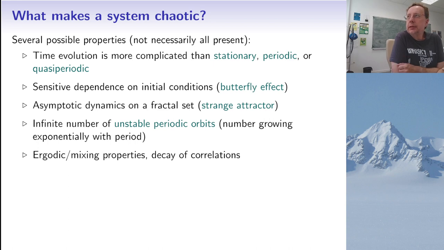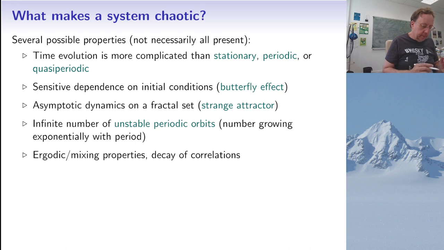And then there's also a whole lot of statistical properties, like ergodicity and mixing. So ergodicity is a property that says that if you make averages over long enough time intervals, they can actually be predicted by replacing them by averages over all possible states of the system. And mixing and decay of correlations are even stronger properties that somehow say that the system will forget its initial state after a while.